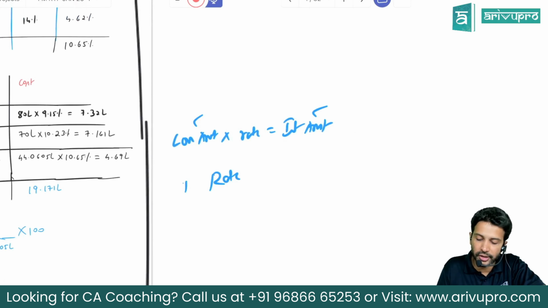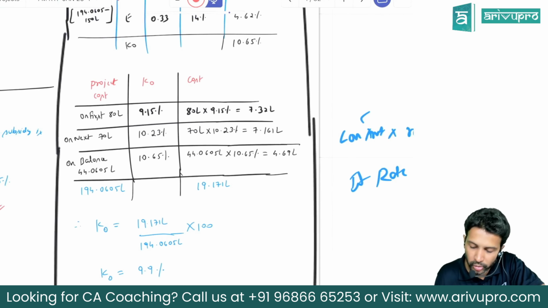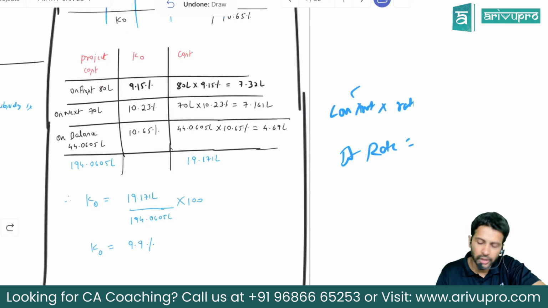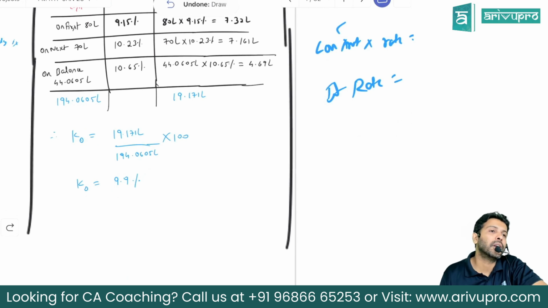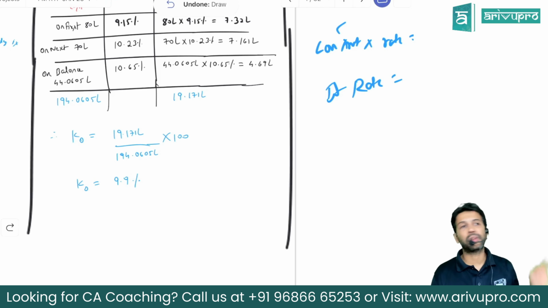How do you get the interest rate? Interest amount divided by loan amount. The interest amount here is 19.17 lakh divided by loan amount, which is this. It's not necessarily loan, it's the funding. Correct? If you do this, how much are you going to get the rate to be? 9.9%. What is that 9.9? The overall cost of capital associated with the entire project.